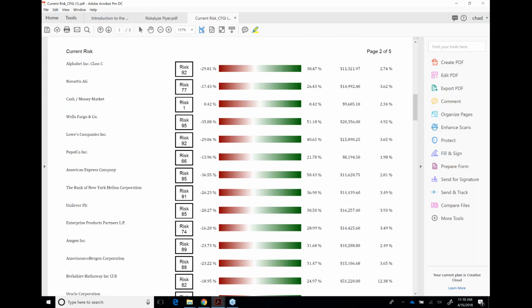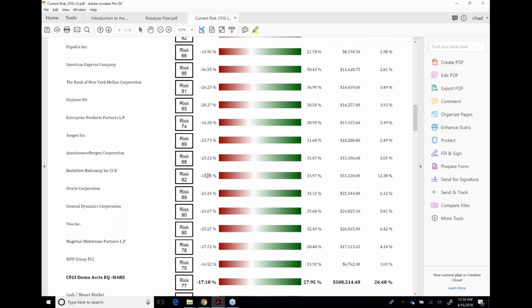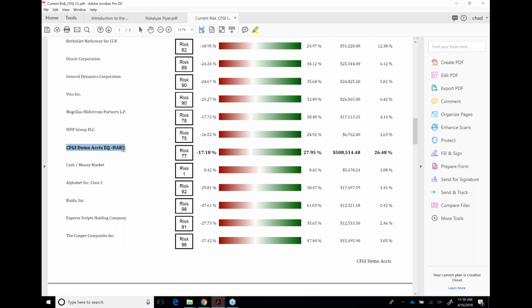This is going to show you every single security that is held in your account, and what their current risk number is. Now let's look at that more aggressive account. Again, bold print is the portfolio. The risk right next to it is that individual portfolio. So this has negative 17 to positive 27.